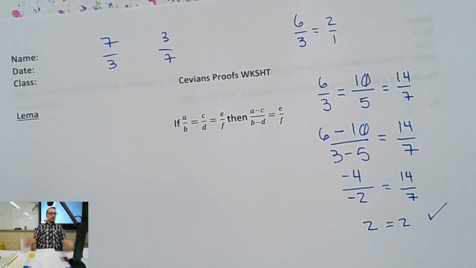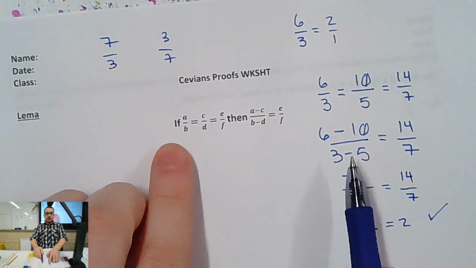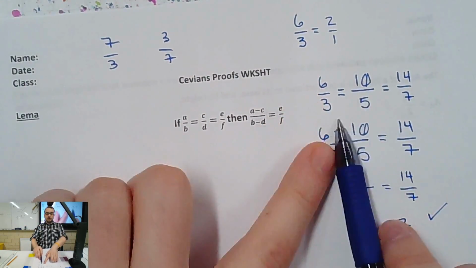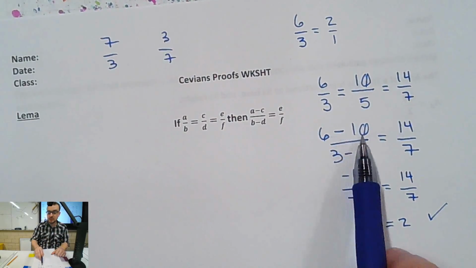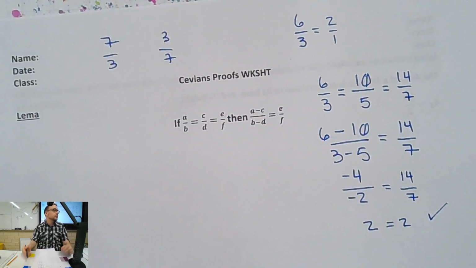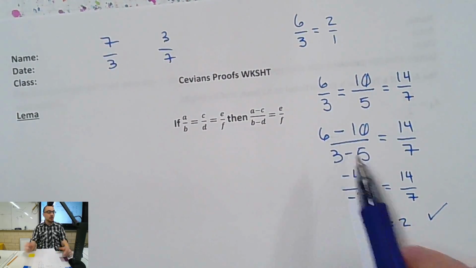You can't just pick 3 random fractions and have them equal to each other. It's when they're all the same fraction. You can take the first 2 and subtract them to get the 3rd. You can also add, right? 6 and 10 adds up to 16. 3 and 5 makes 8. 16 over 8 is 2, right? So adding them would also work.